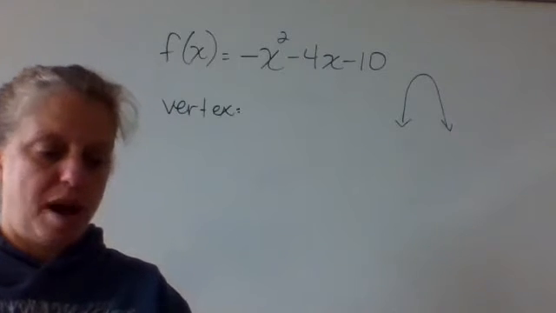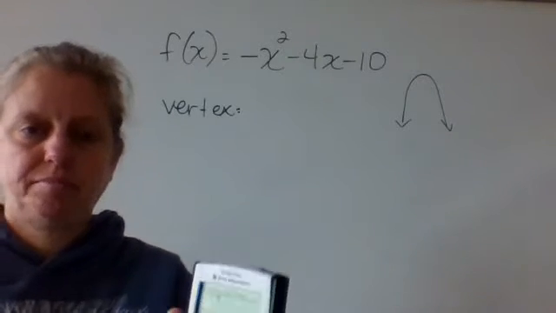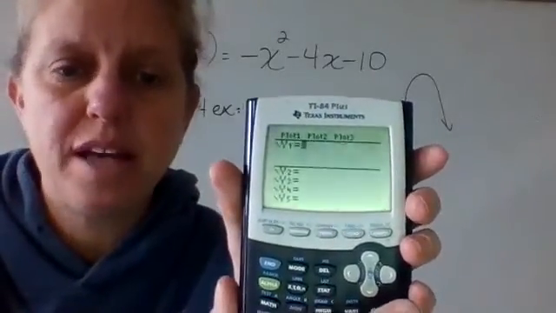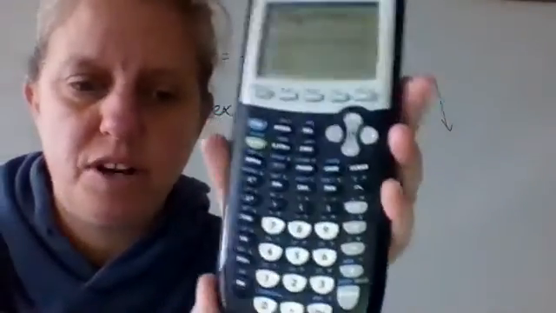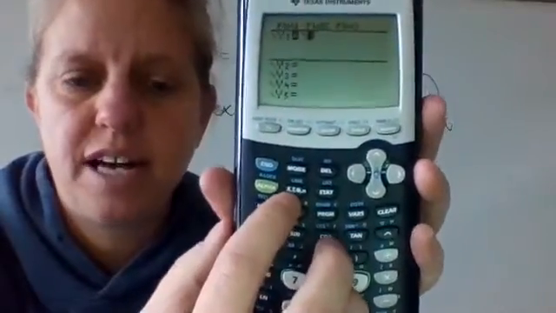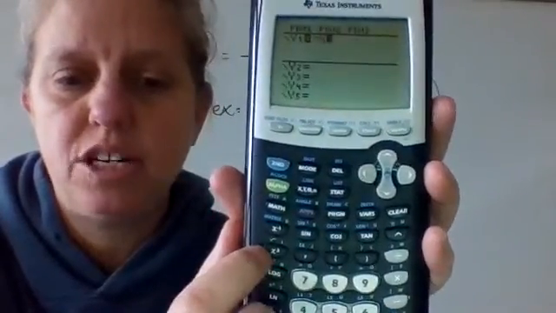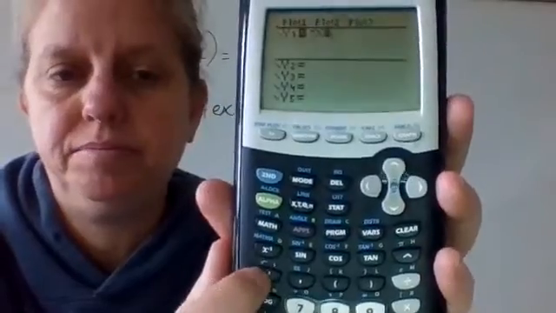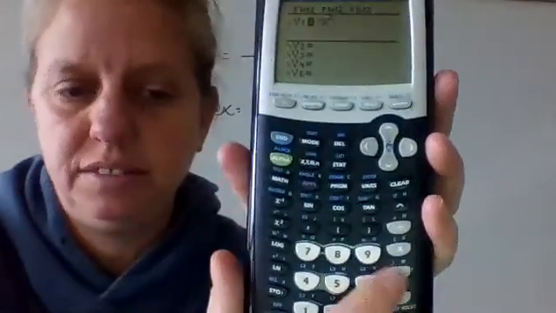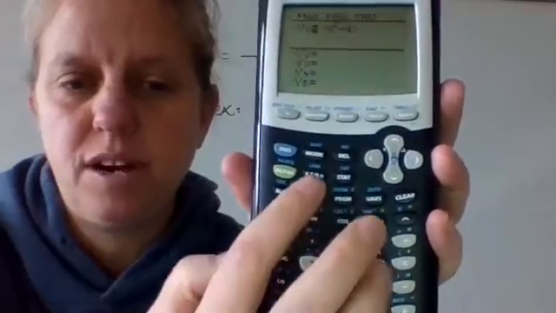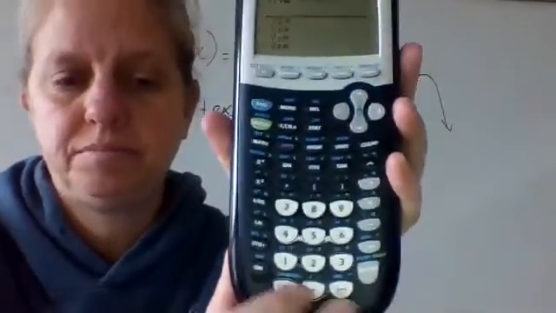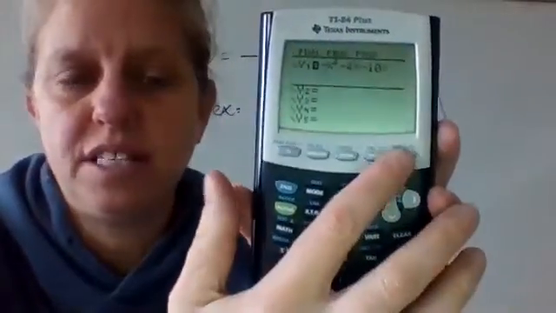Okay, so I'm going to go to my y equals and clear it out. Type in negative x squared minus 4x minus 10. So remember, your negative button's below the 3. So negative, there's your x. I'm going to square it, just hit the x squared button. Minus 4x minus 10. All right, let's graph it and see what it looks like.